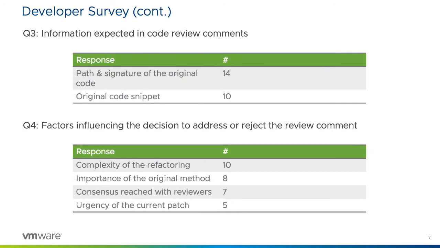To guide the tool design, we asked what information is expected in a code review comment that indicates duplication. The majority replied that they expect file path, signature, and the original code snippet. When asked about the factors influencing their decision to address a review comment, the majority replied that the complexity of the refactoring is a major factor. Other responses include the criticality of the original method and the consensus reached with code reviewers.